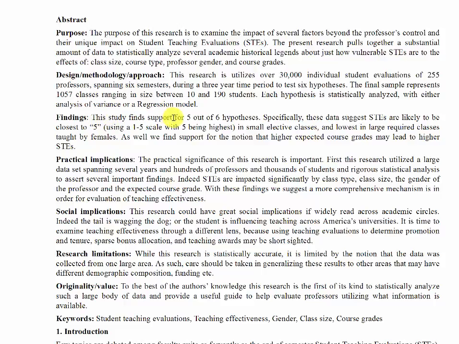So this study tells us that 5 out of 6 hypotheses are supported, and it gives you a very brief summary. It says, yes, student teaching evaluations are likely to be the highest in small elective classes, the lowest in large required classes taught by females, and they also find support that in higher ed, higher grades are expected with higher teaching evaluations. Okay, so that might be useful to me, but knowing that is important.